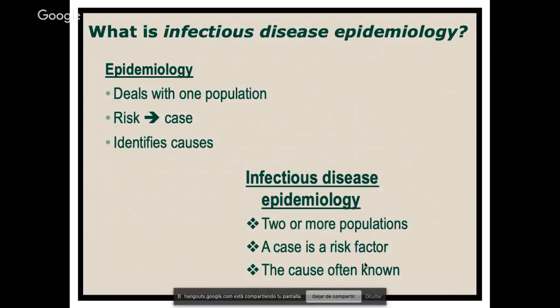So, what is infectious disease epidemiology? First, epidemiology deals with one population. We have a risk and then a case. We need to identify the causes, and then we have the infectious disease epidemiology, that is two or more populations. A case is a risk factor, and the cause is often known.